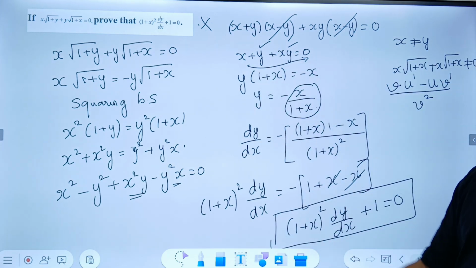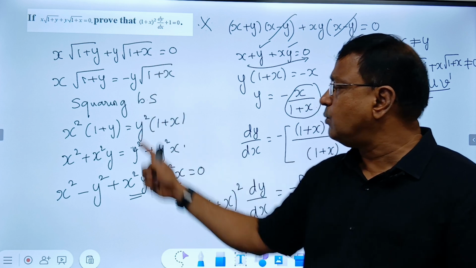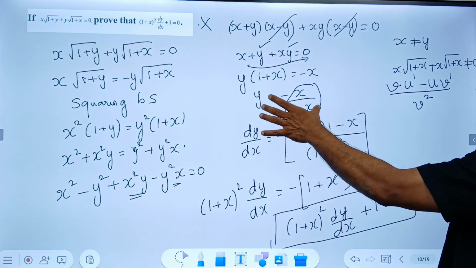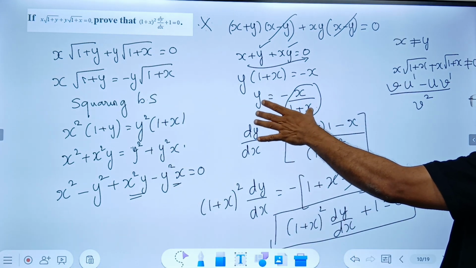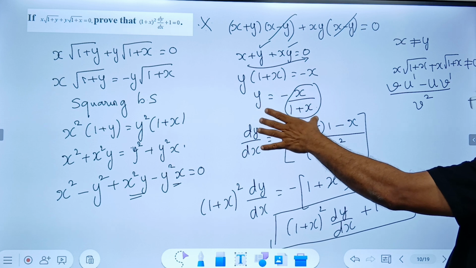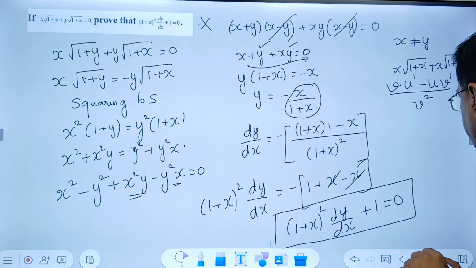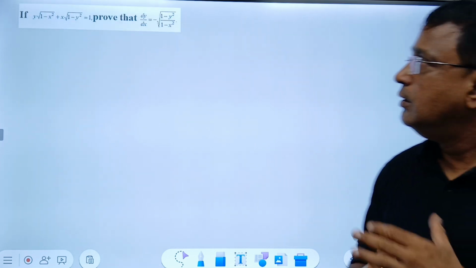I think very simple. Don't differentiate in the beginning. Squaring both sides, bring it to 1. This is not an implicit function. It got reduced to an explicit function. Is it clear? Let's go to the next one.